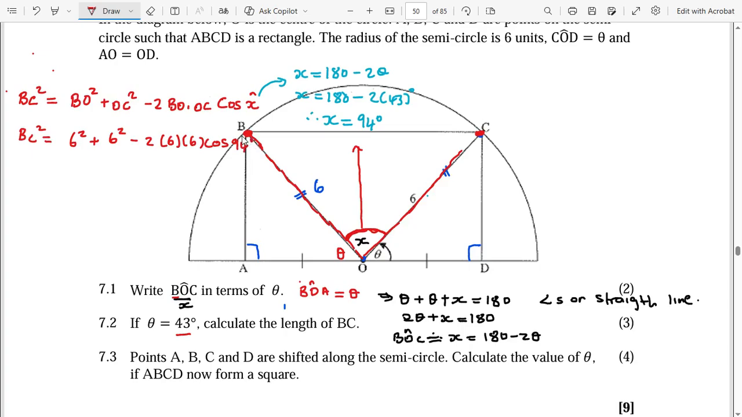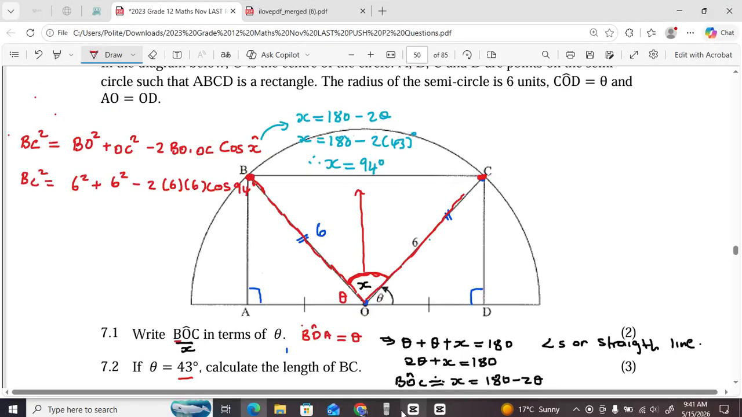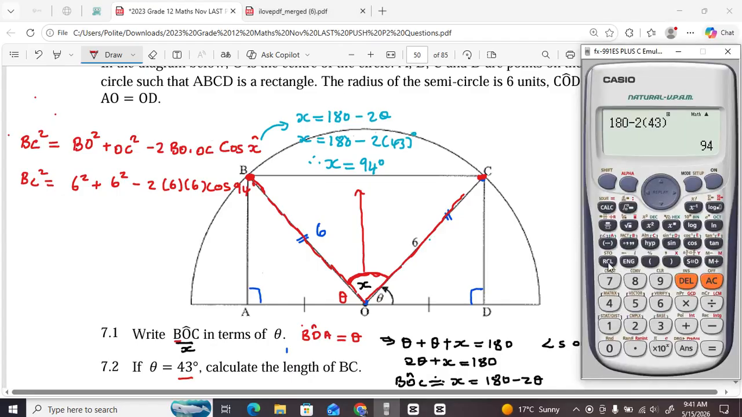So I'm going to punch everything on the calculator and see what that equals. Wow, I'm having so much fun. This is an easy question, eh? 6 squared plus 6 squared minus 2 into 6 into 6 again, the cos of 94. Right, I'm having so much fun. And this is 77.022 next.